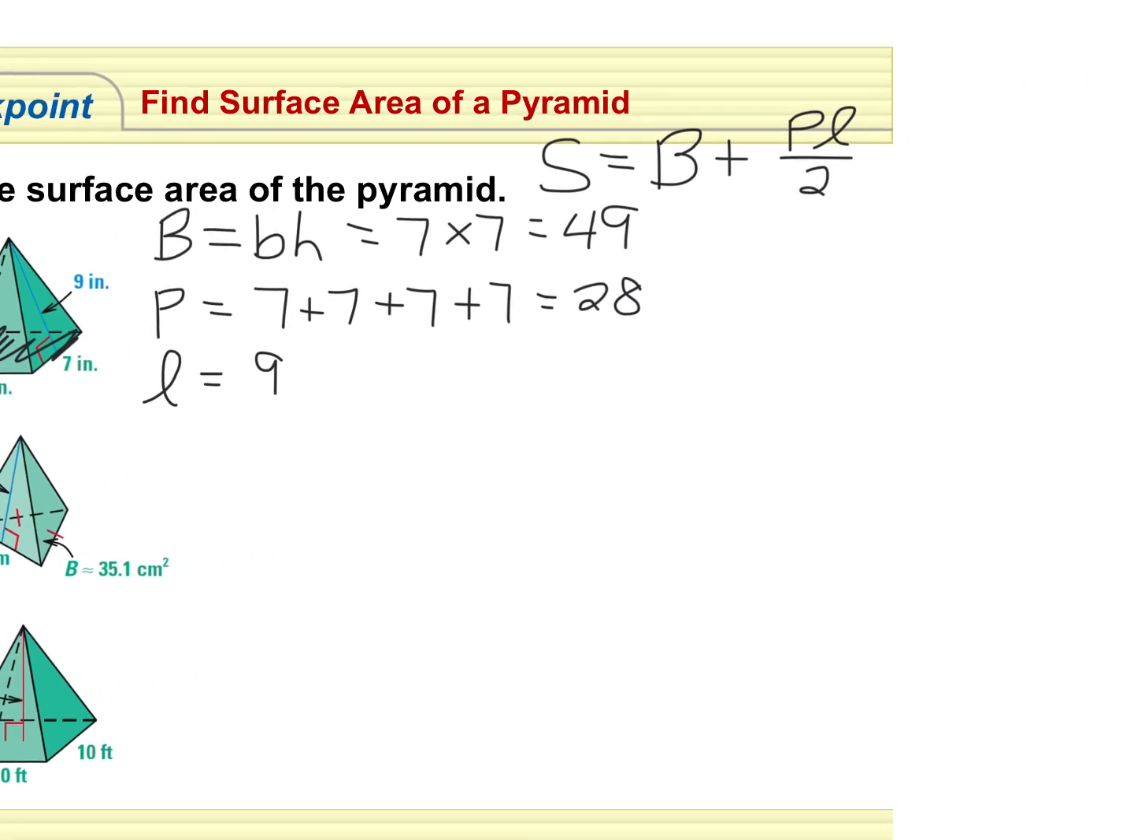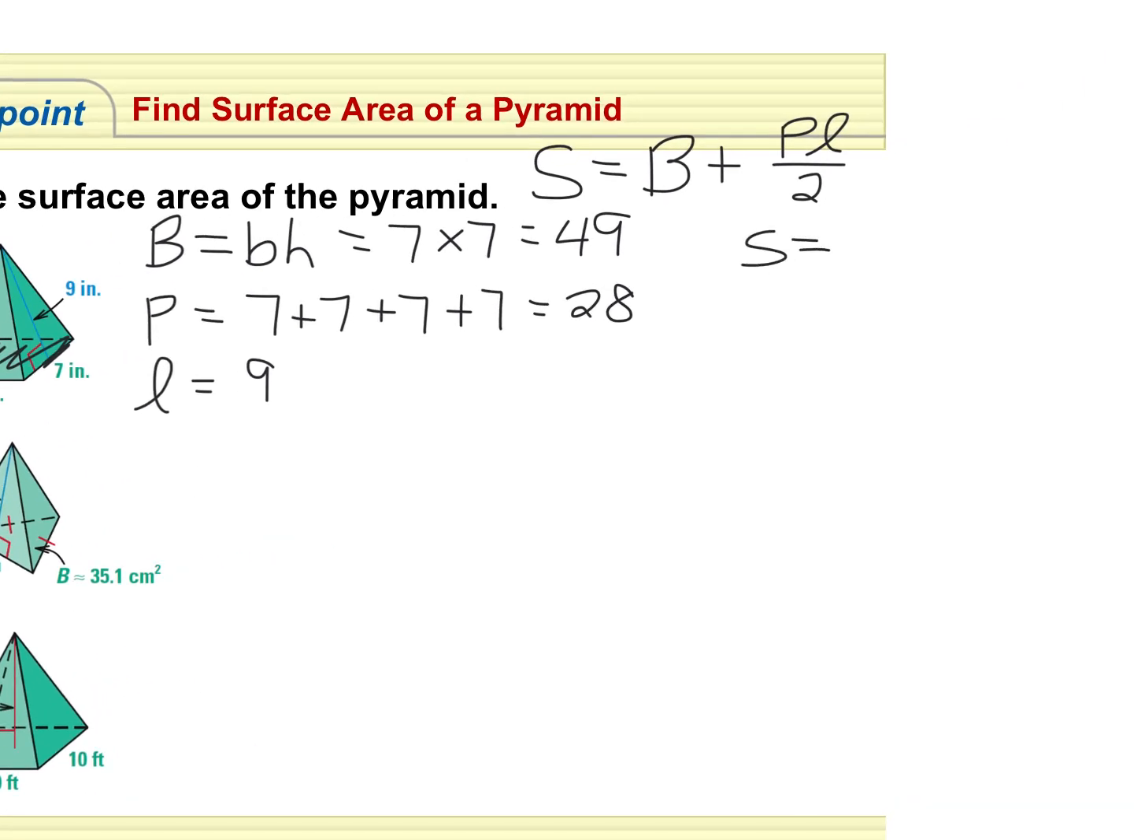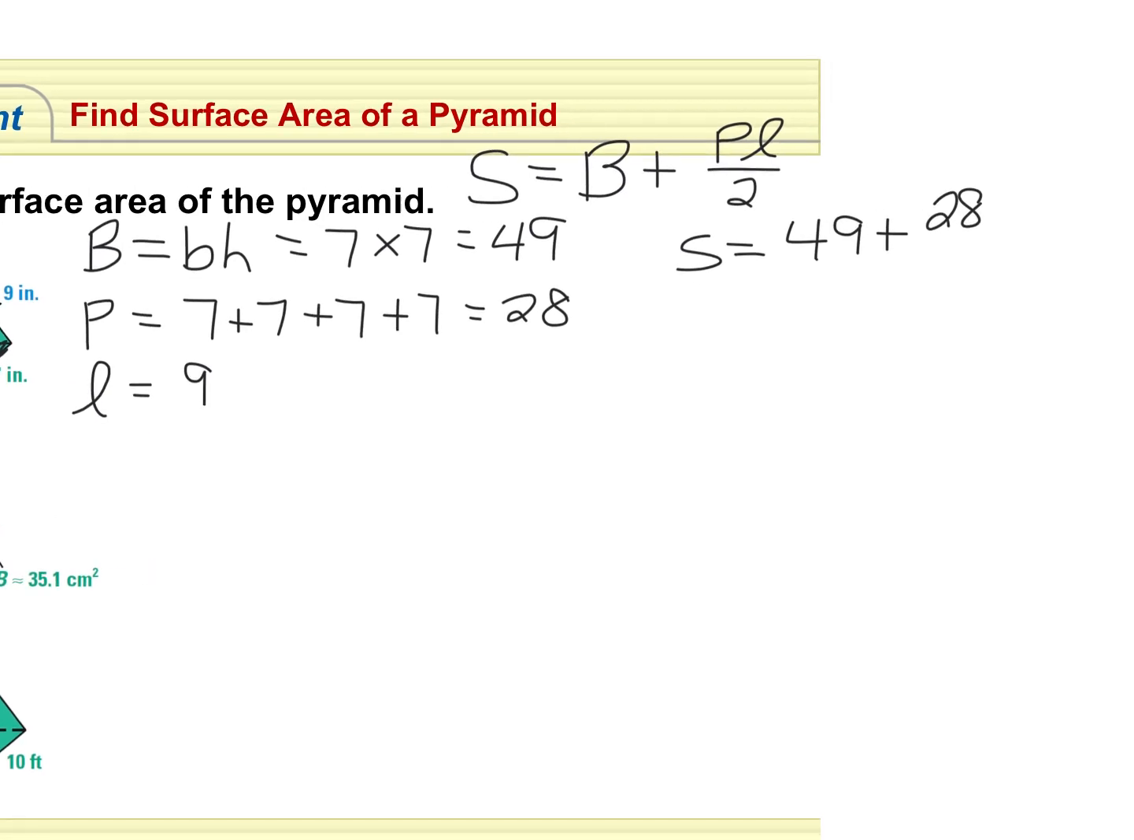Yes. Plug it in. Okay, so we have capital B is 49 plus 28 times 9 divided by 2. Okay. When calculating all this, leave it all in your calculator until the end. Okay, what do I do first? 28 times 9. What's next? Divide by 2. Plus 49. What do you get? Good. Awesome. Any questions about the formula or anything? Let's go ahead and try number 2.